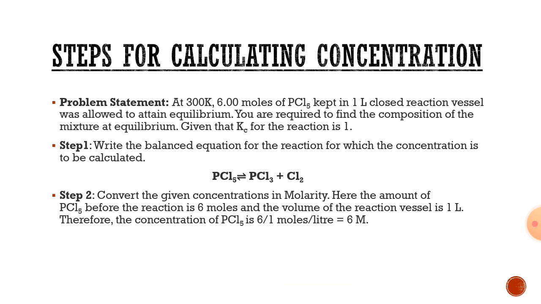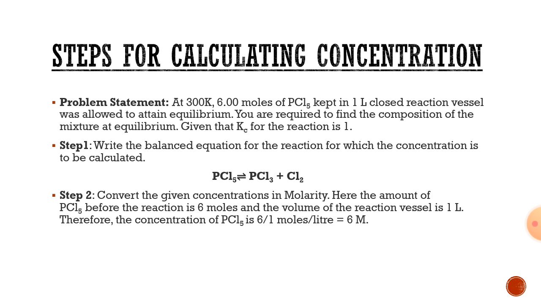We have an example so that we know how to calculate the concentration. Problem statement: at 600 K, 6 moles of PCl5 kept in a 1 liter closed reaction vessel was allowed to attain equilibrium. We are required to find the composition of the mixture at equilibrium, given that the equilibrium constant for the reaction is 1.